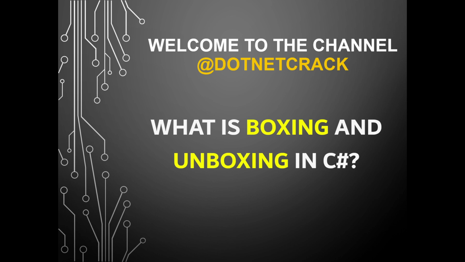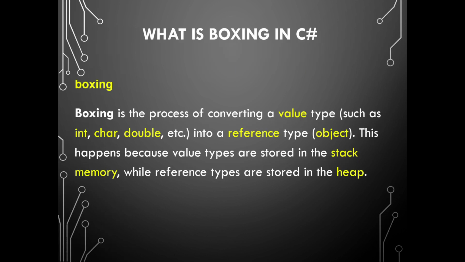In this video we are going to learn what boxing and unboxing are in C Sharp, with an example. Boxing is the process of converting a value type into a reference type. This happens because value types are stored in the stack memory, while reference types are stored in the heap memory. So let's see an example for that.